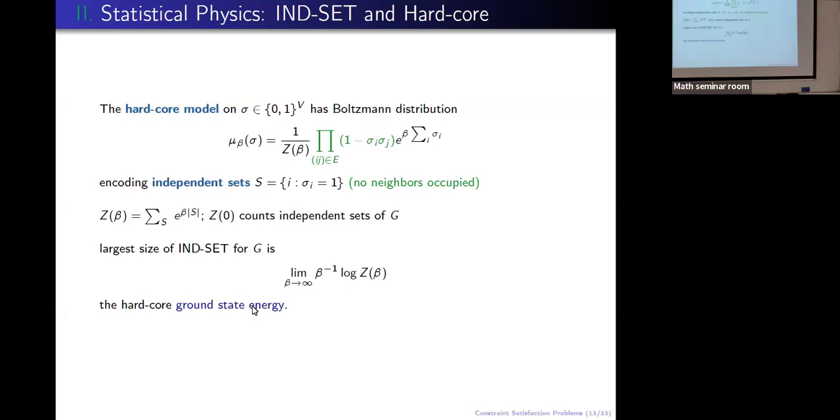If you look at the limit of 1 over beta log Z beta, which is also called in statistical physics the ground state energy, because it gives you really the maximum value you can get for this Hamiltonian, or minimum if you put the Hamiltonian in statistical physics with a minus. And this ground state energy will give you the size of the largest independent set in the graph. So finding, for all graphs, the solution to this problem is NP-complete, so probably hard to do.